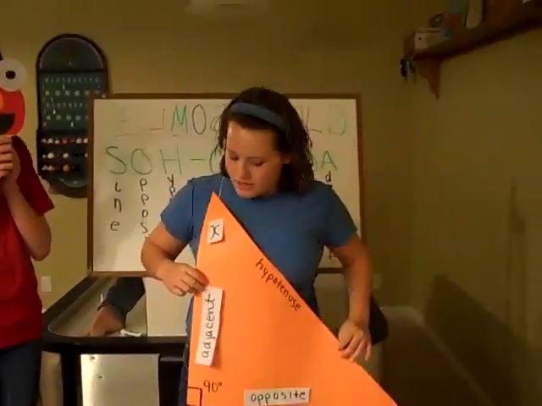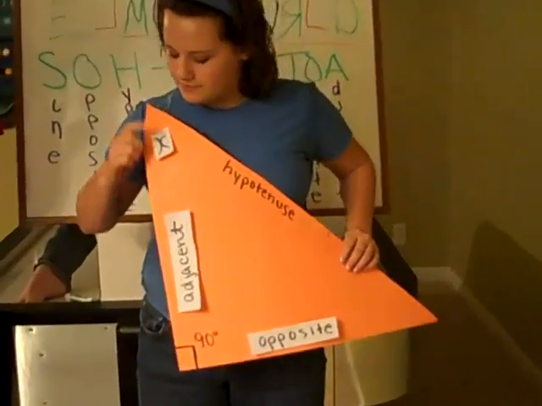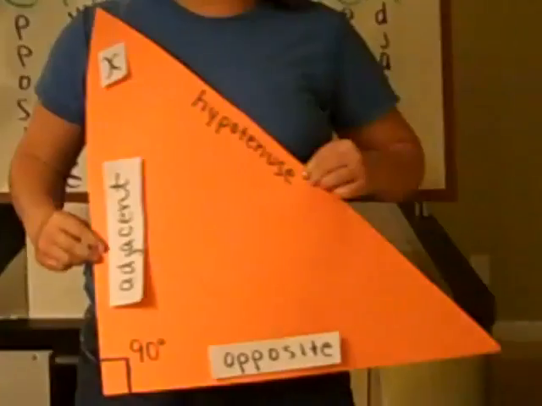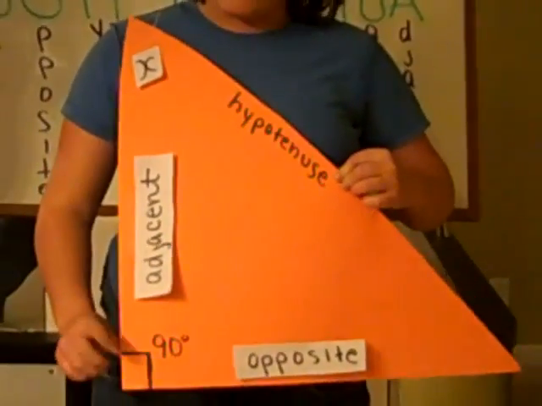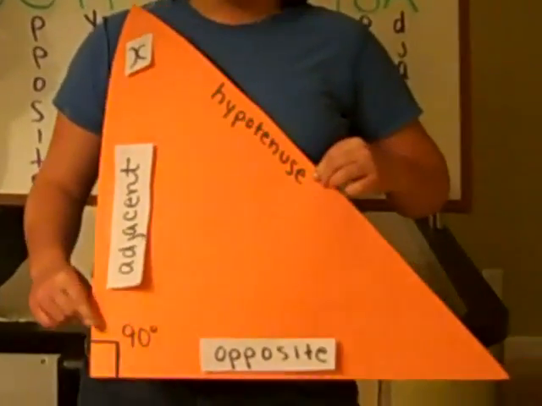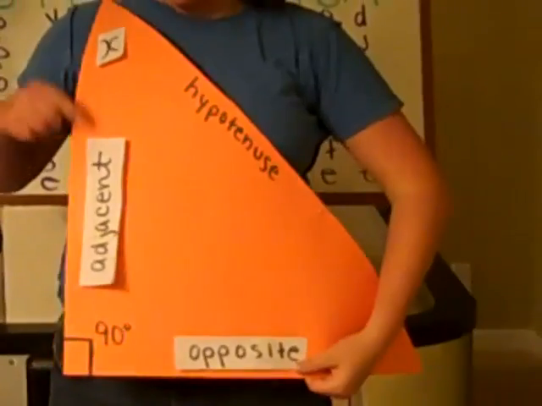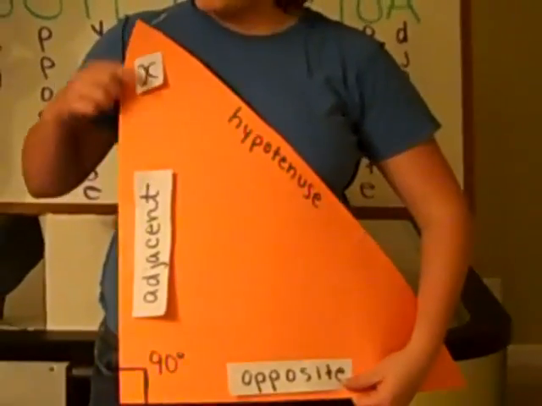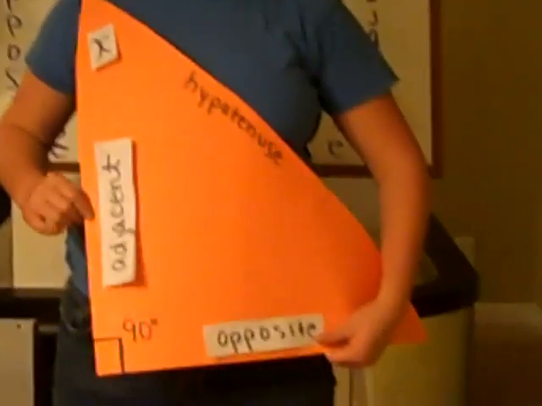Okay, everybody, if we were using SOHCAHTOA, and if we were trying to find this angle of a triangle, this side would be the hypotenuse. The hypotenuse is the side directly opposite the 90-degree angle. The side that is opposite is the opposite side of the angle. And the side that is adjacent to the angle is the side right next to it.